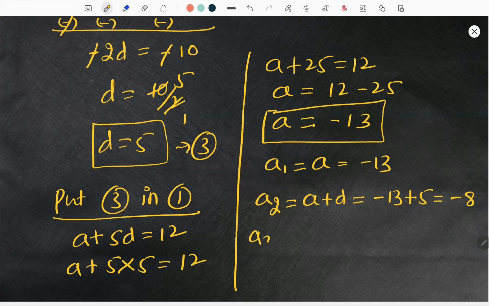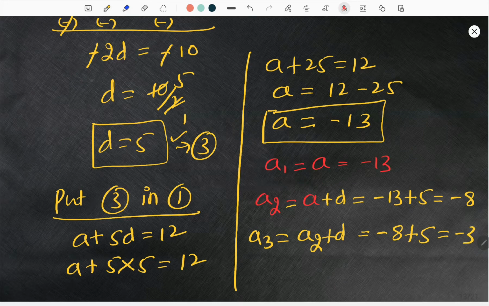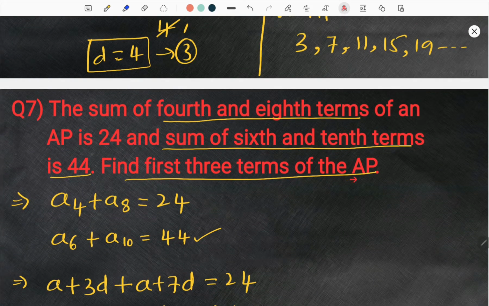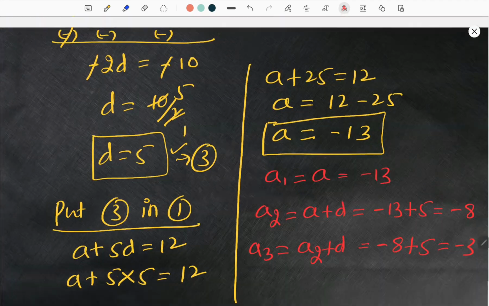How about a3? a3 is nothing but a2 plus d. Okay, they are asking only 3 terms, no, that's why I am writing only 3. Otherwise, you can keep on writing. A2 is minus 8 plus what is the value of d? D is 5. Minus 8 plus 5 is minus 3. So this is the first term we have got, this is the second term, and this is the third term. What is asked, you have to write that only. No need to write anything extra. They are asking us to find the first 3 terms of the AP, and we have got the first 3 terms.